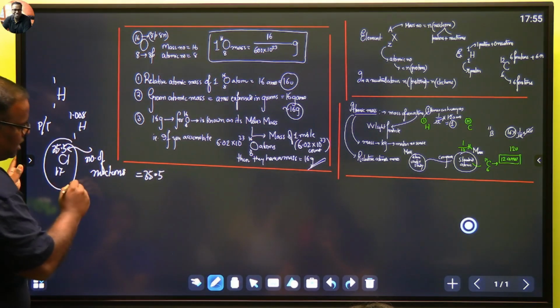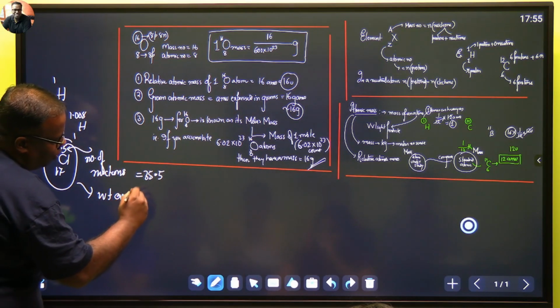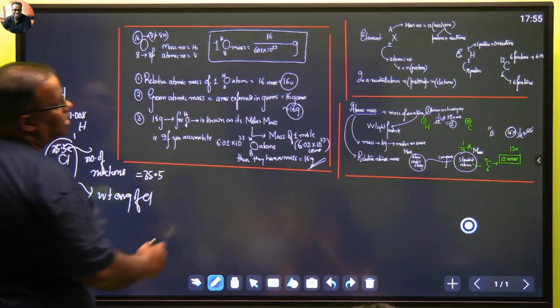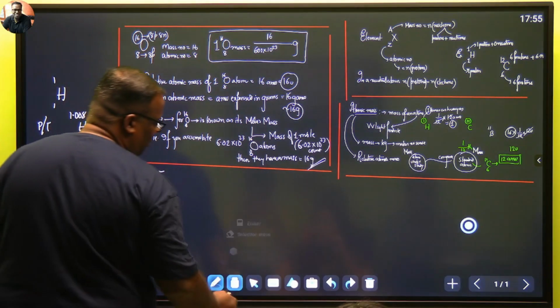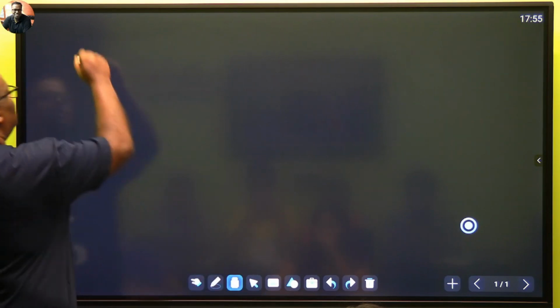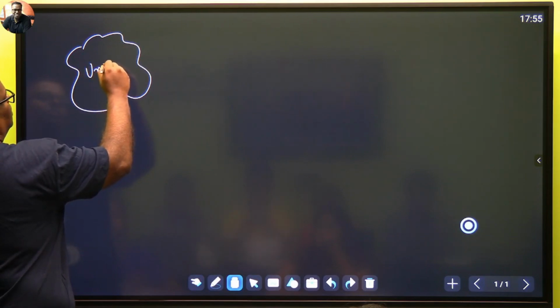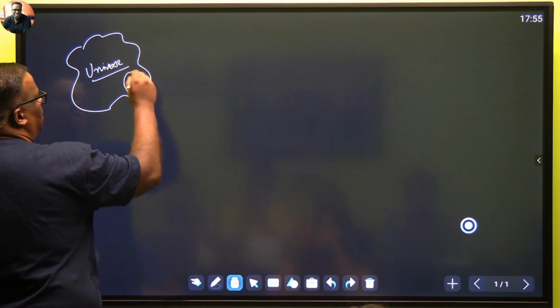This is actually the weighted average of chlorine. What does weighted average of chlorine mean? Okay, let me rub this off now. Can I rub this off? Okay. This means the weighted average of chlorine. What is the weighted average of chlorine? This is our world, our universe.